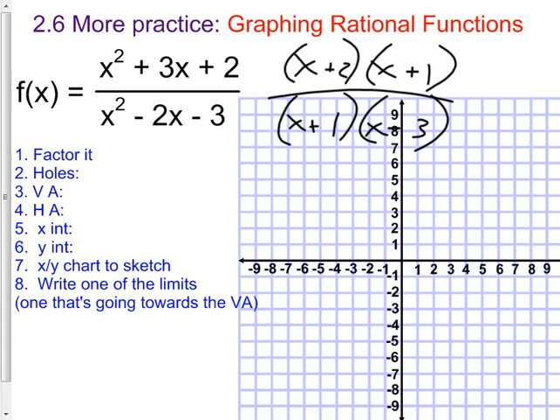First works outside and inside, makes -2x. Last makes -3. Yep, it works. And then that makes a hole. And then I'm off and running. Now I can do all the rest of the stuff. Okay, so don't forget to factor it.